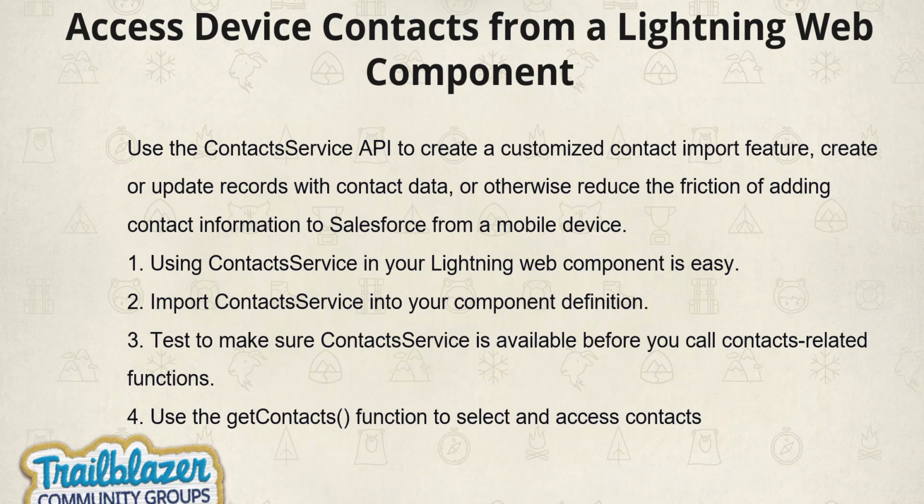So we have lots of points here. First point, using contact service in your Lightning Web Component is easy. It's a module, and you can import that module and perform those operations, right? Then import contact service into your component definition, and test to make sure contact service is available before you call contact related functions, and that function is available here. Use the getContacts function to select and access the contact. So this is the way to access your device contacts from a Lightning Web Component, okay?